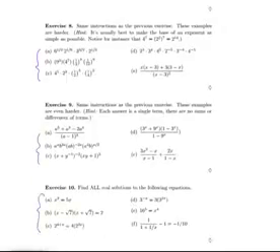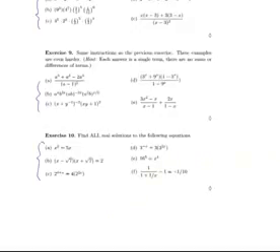Here's a chance to solve for all solutions to the following equations. Now, you know an equation can have more than one solution, so be careful. Get all possible solutions that you can find. All right, well, that's pretty much it for the introductory chapter.